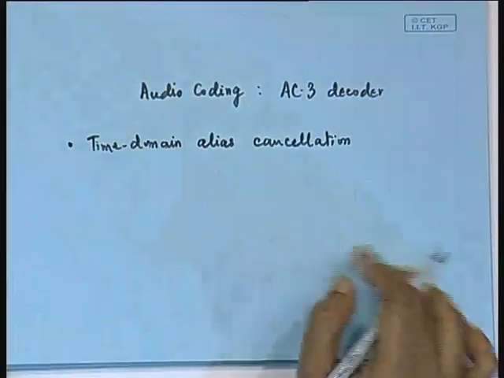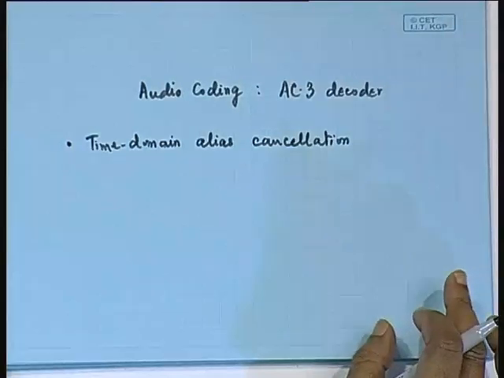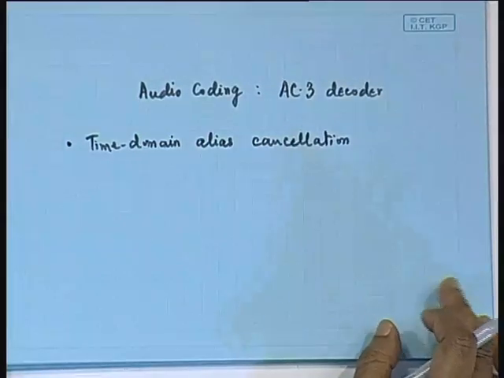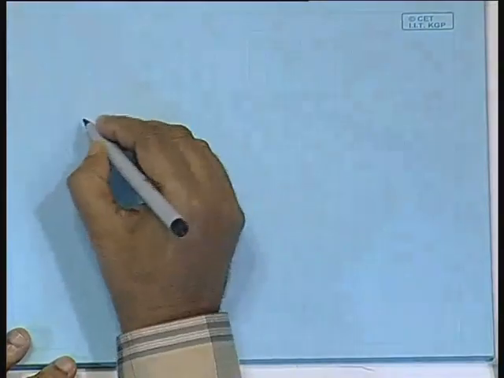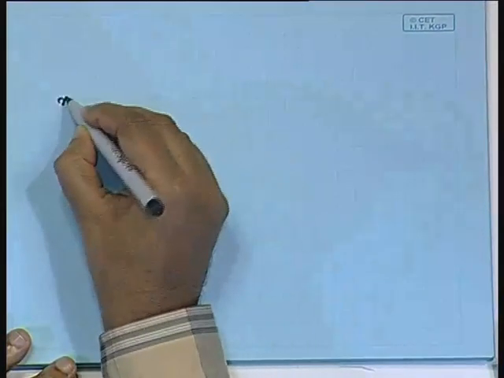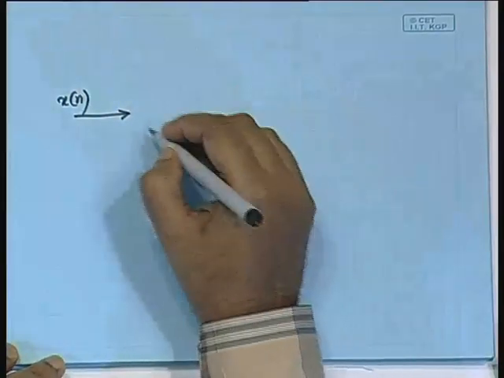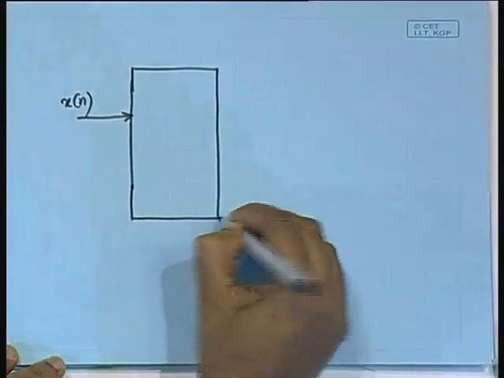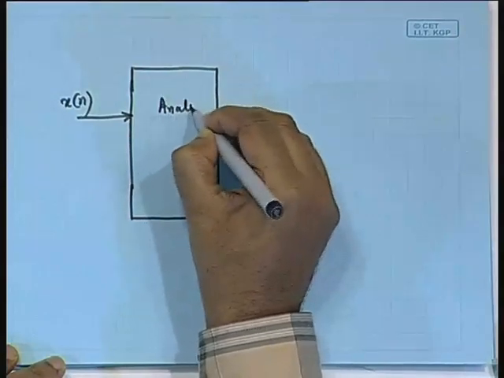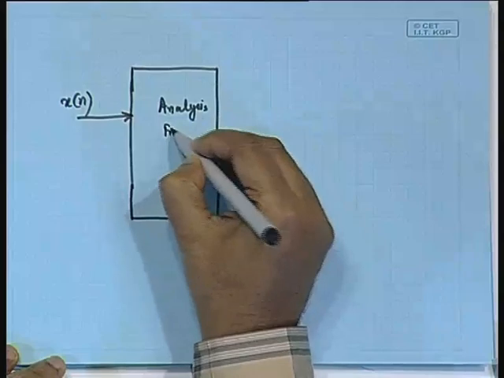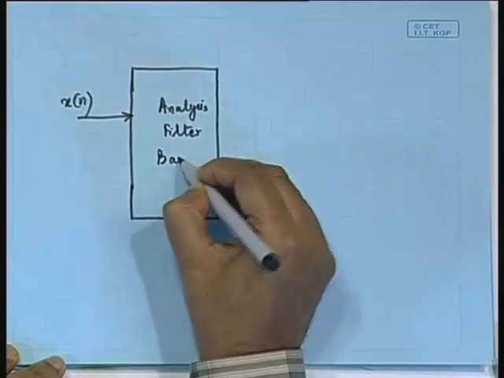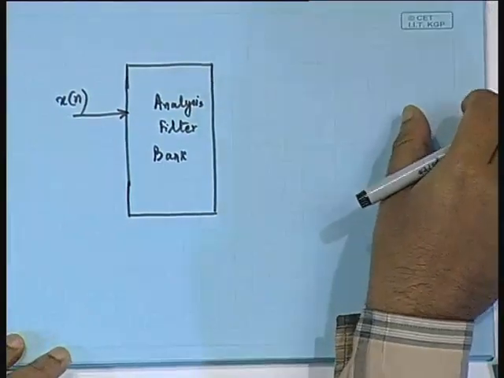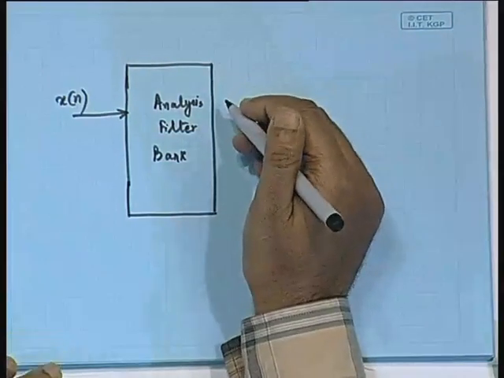Now, before we go into that concept, let us begin from the basic fundamental aspects of it. Let us first take a signal, or rather discrete samples of a signal, which we call x of n, and let us say that we put it through a bank of analysis filters. So, we put it through an analysis filter bank. What this analysis filter bank is going to do is divide this signal into several subbands, and individually the subband outputs will be available.